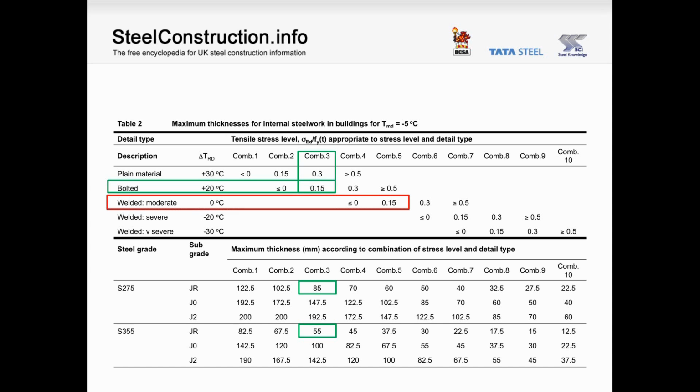Over to the right hand side connection. We have a plate welded to the end of the beam, and here I've chosen a welded moderate condition with a stress level less than 0.15. And so we have a maximum thickness of 60 millimeters for S275 GR material and 37.5 millimeters for S355 GR.